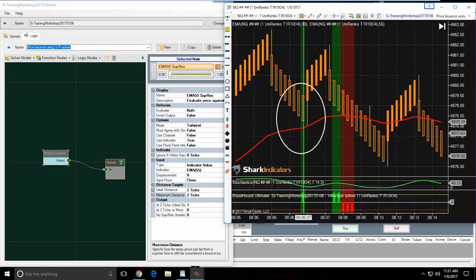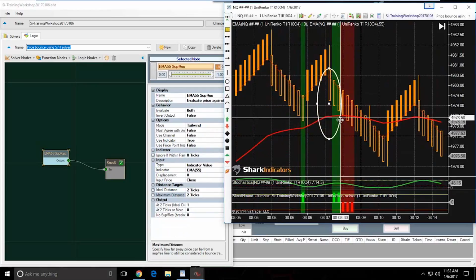So, all right, we can see when price is coming from the top, coming down to our moving average, as it approaches it, we're getting a long output.